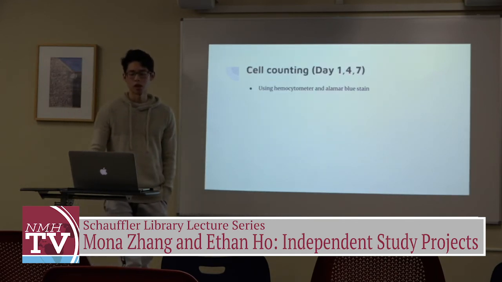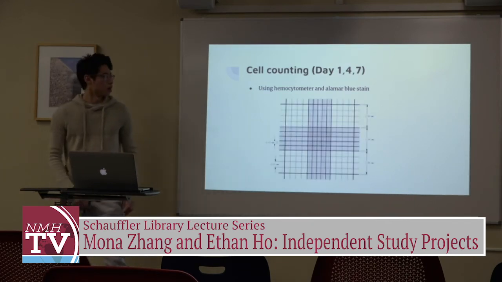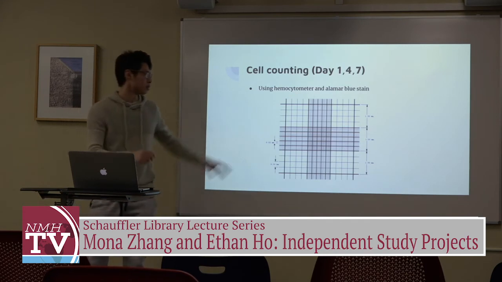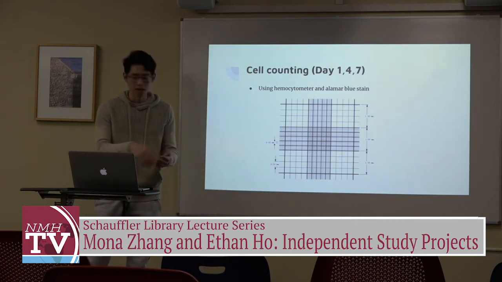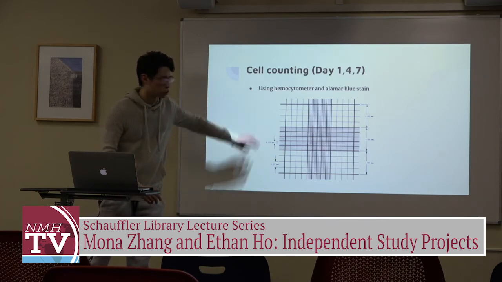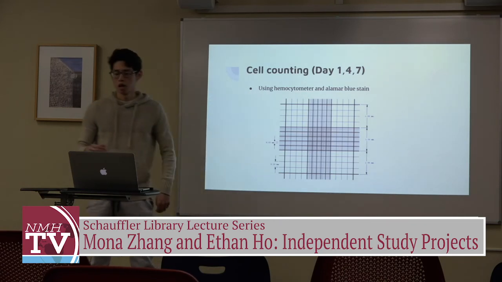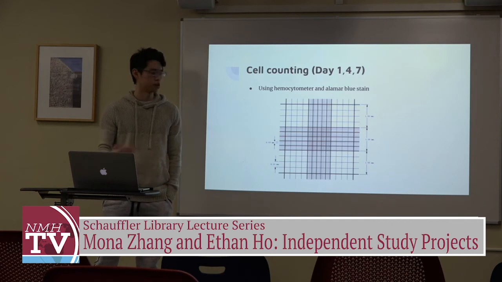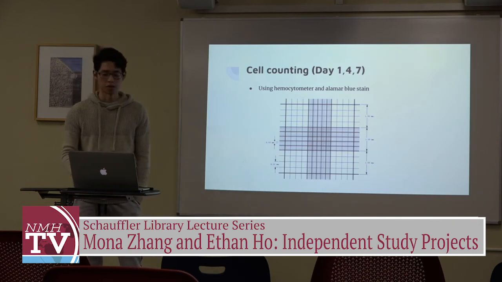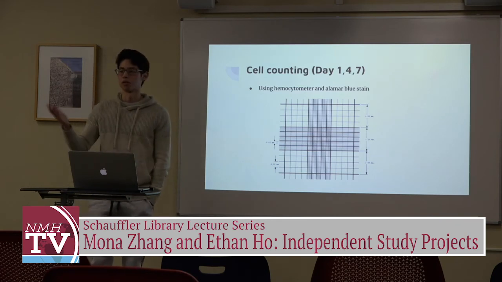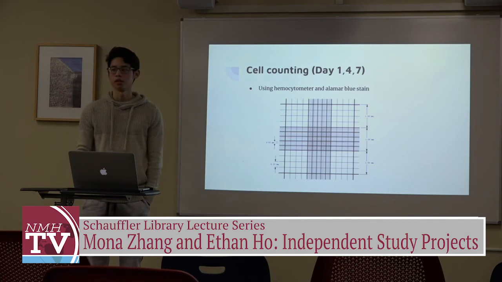So for cell counting, we use a hemocytometer and Alamar blue stain. What that is basically, you inject the cells with the medium into this small well with a bunch of lines and different cubes. And each small spacing is really small, it's a millimeter big. After we inject the cells into that, we use a microscope to see how many cells are in each block. Then we count how many cells are in a block, and multiply by whatever the factor is, to see how many cells are on each scaffold.